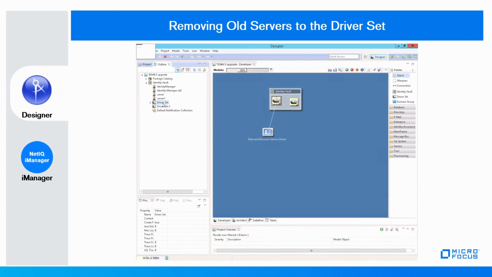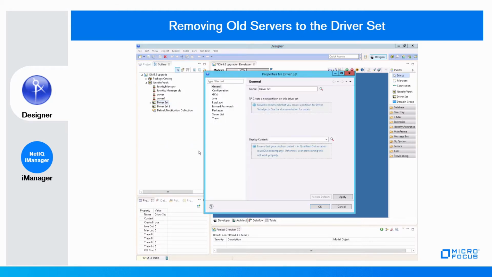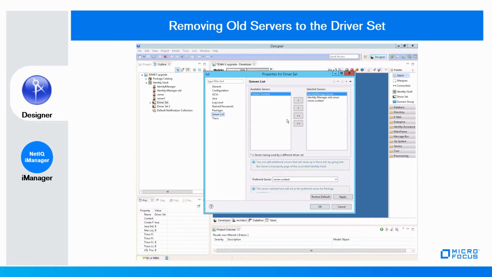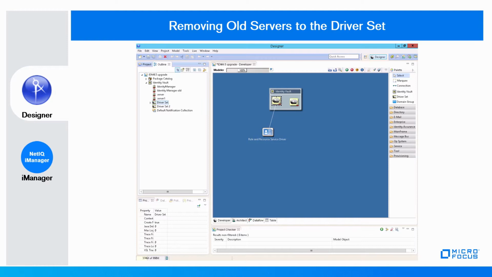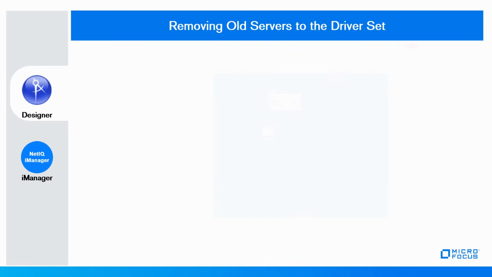Using Designer. In Designer, open your project. In the modeler, right-click the driver set and then select Properties. Select Server List. Select the old Identity Manager server in the selected servers list and then click this arrow to remove the server from the selected servers list. Click OK to save the changes. Deploy the change to the Identity Vault.